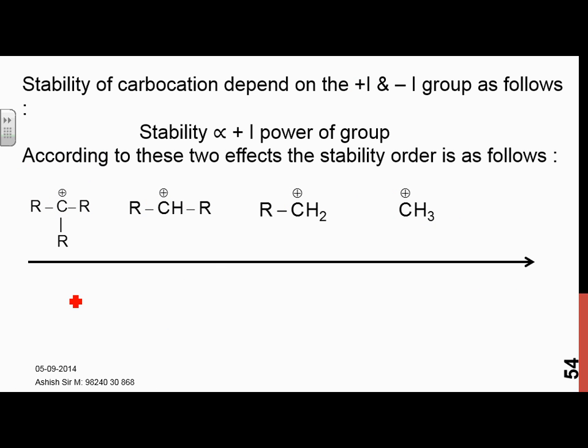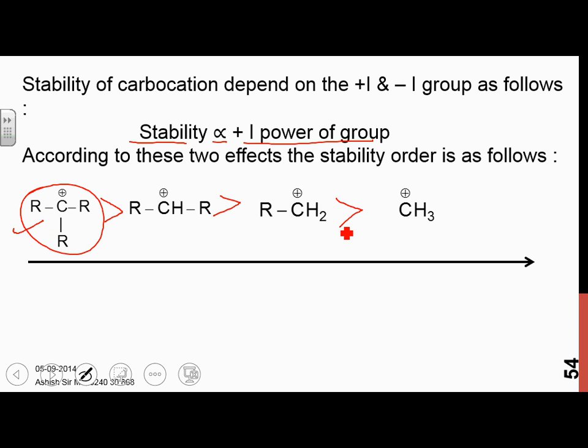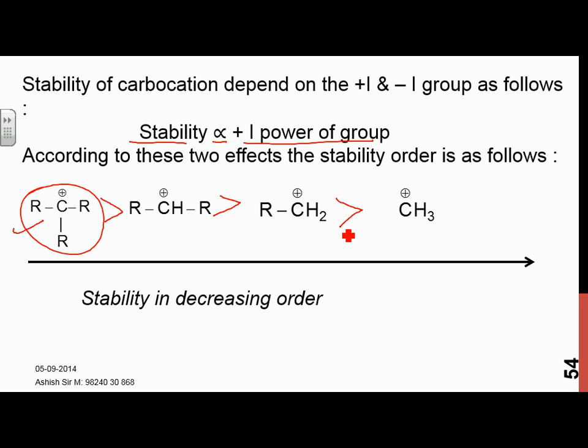Earlier we had seen stability of carbocation on the basis of hyperconjugation. Now I am teaching you on the basis of inductive effect. Stability is proportional to positive inductive power of the group. If more positive power, more stable. That's why stability is like this. It's written also like this. Stability is in decreasing order because of less inductive effect. Is that understood? Are you following me?